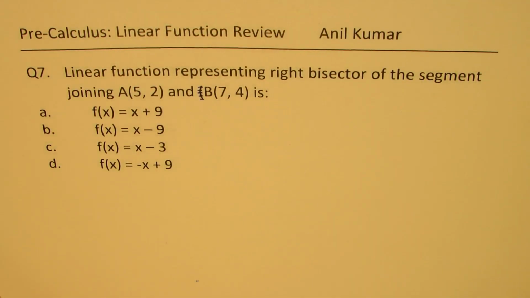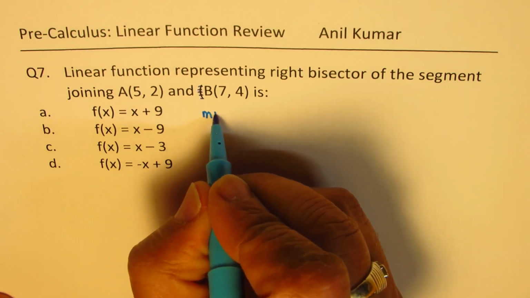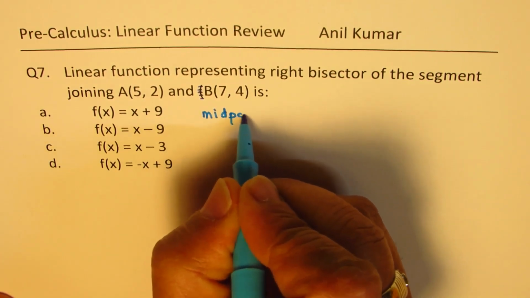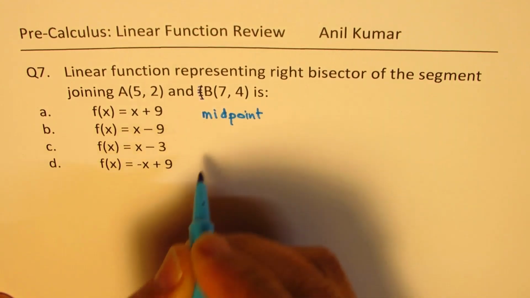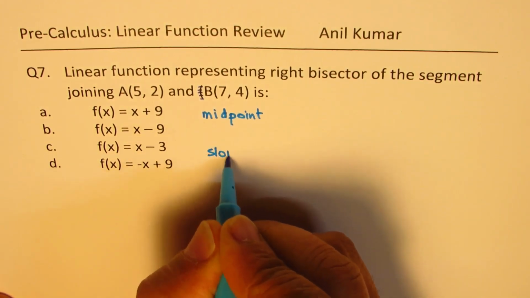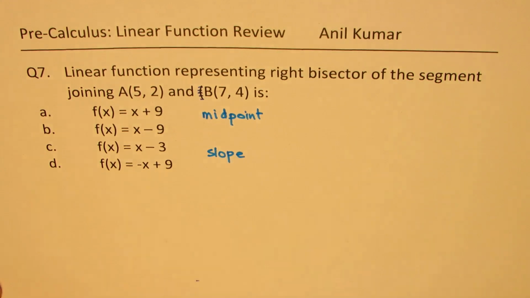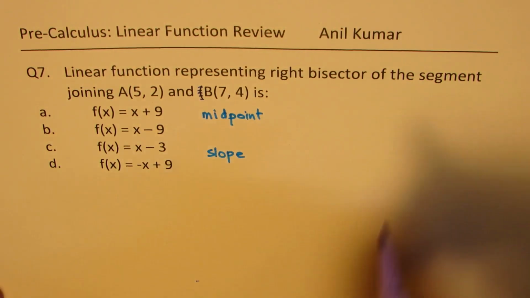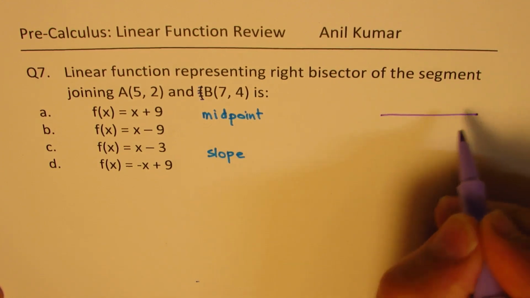To find the right bisector, we need to first find the midpoint of the line segment, then the slope, right? So the steps involved are to find the midpoint, then we need to find the slope, and then we can actually solve the question. So let's find the midpoint of the line segment AB.